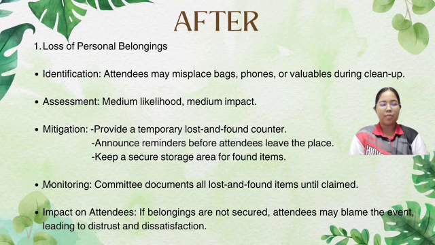Second point is energy overconsumption. The identification is high electricity usage like lighting, air conditioning, and AV system. The assessment is medium likelihood, medium high impact. For mitigation, power down all equipment immediately after the event and use energy efficient lighting and appliances. For monitoring, track electricity bills before and after the event and document sustainability practices in the post-event report.